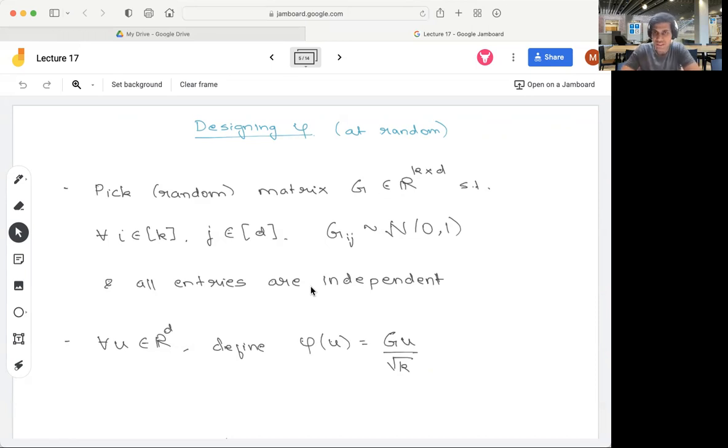All entries really of this quickly. Matrix. Sorry, so does this mean that it's a matrix of Gaussians or a matrix of values sampled from a Gaussian? It's a matrix of Gaussians. So every entry is an independent Gaussian random variable. Okay.